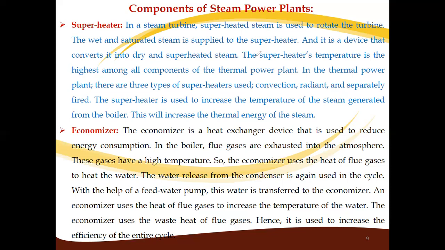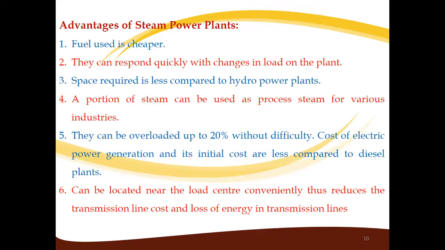Now we'll see the next part of this thermal or steam power plant, that is the advantages of steam power plant. Now if you see, there are different advantages of this steam power plant. So the first advantage is we use a fuel, that is coal, which is a cheaper fuel. So coal is cheaper fuel. Then this steam power plant responds quickly to changes in the load of the plant.